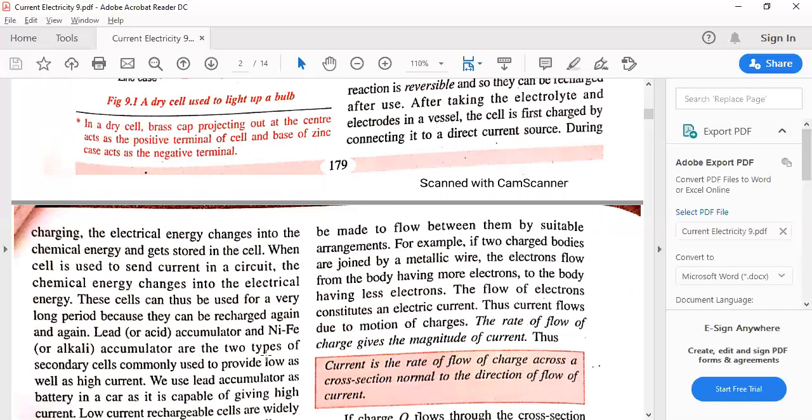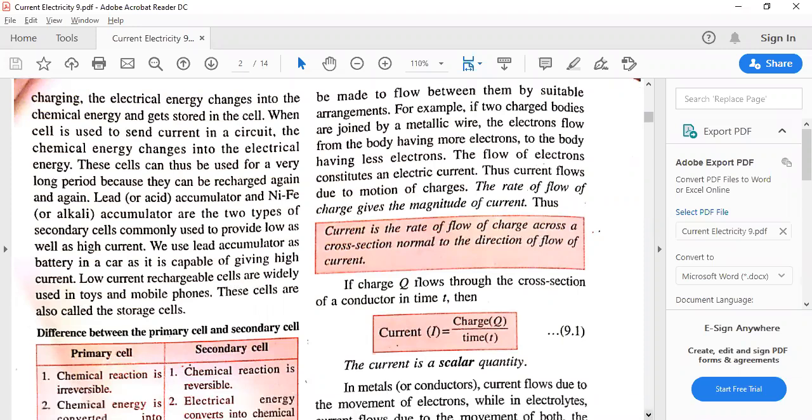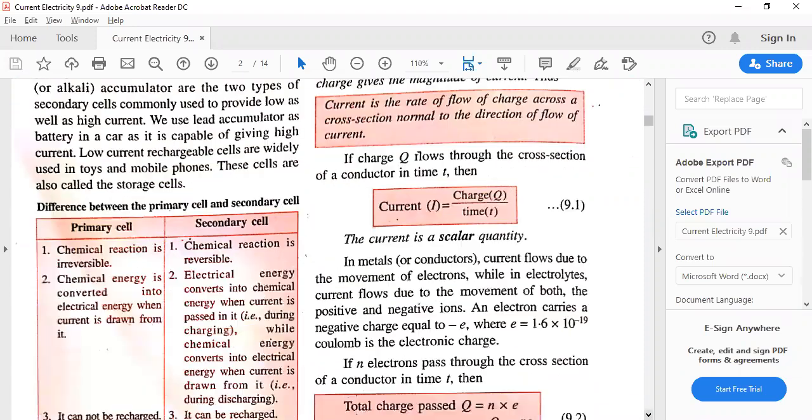Okay, they can provide low and high current. Both types of current they can provide. So we use a lead accumulator in a car as it is capable of giving high current. Low current rechargeable cells are widely used in toys and mobile phones. Now, secondary cells are also called storage cells because they can store the charge for a longer time. So, what are the differences?